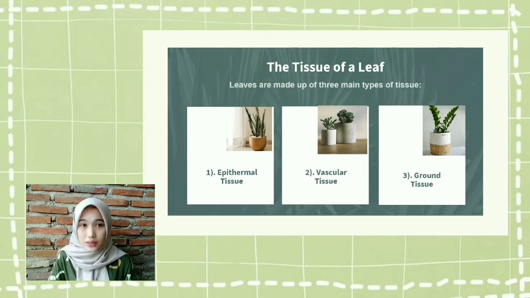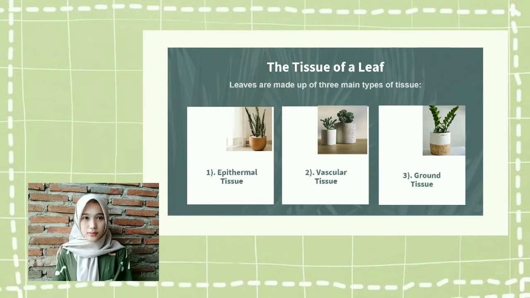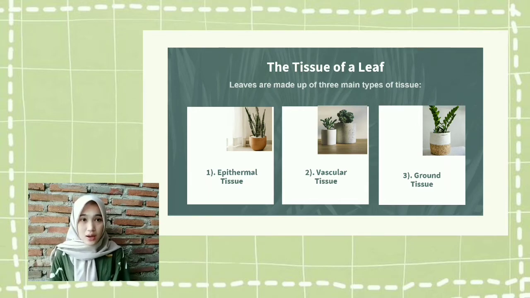The tissue of a leaf, in common with stems and roots: leaves are made up of three main types of tissue. 1. Epidermal tissue, 2. Vascular tissue, and 3. Ground tissue. Each tissue forms a continuous system through the plant. The epidermis covers and protects the leaves. It is the first line of defense against physical damage, infection, and being eaten.